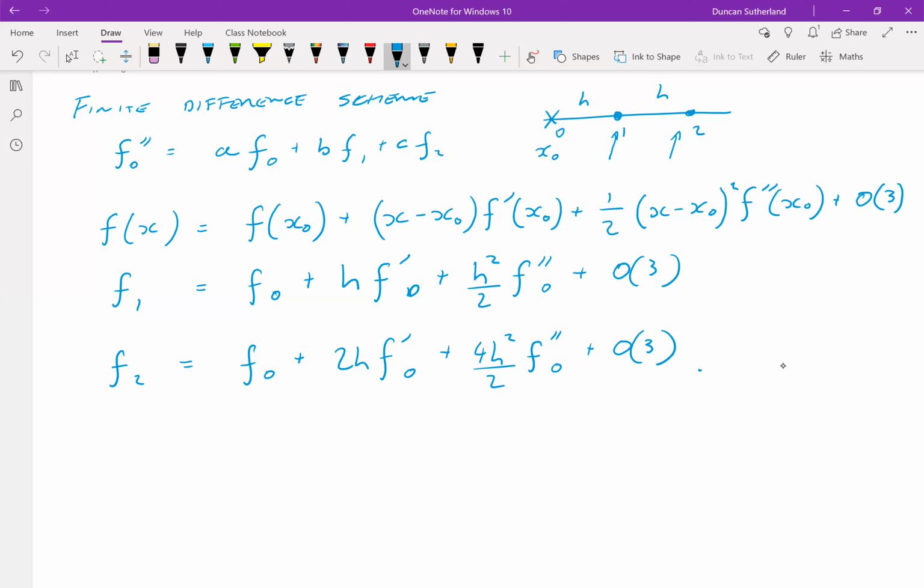Right, so that just comes from substituting into our Taylor series, like so. So now what we can do is plug our Taylor series into our finite difference scheme, right? This is just a supposition, yes? We've assumed that we can approximate f double prime at naught by this sum, and we just have to find the appropriate coefficients a, b, and c. So we plug our Taylor series in. Oops, that should be an equal sign.